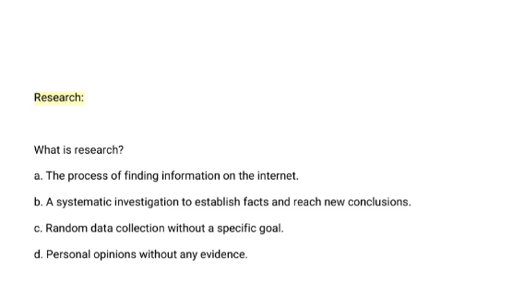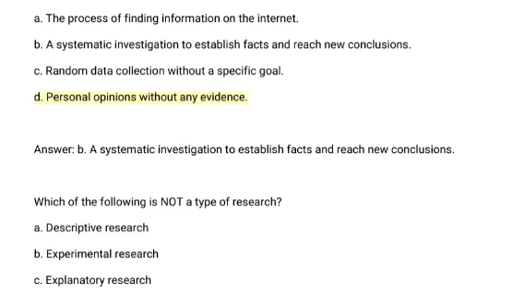Research. What is research? A. The process of finding information on the internet. B. A systematic investigation to establish facts and reach new conclusions. C. Random data collection without a specific goal. D. Personal opinions without any evidence. Answer. B. A systematic investigation to establish facts and reach new conclusions.